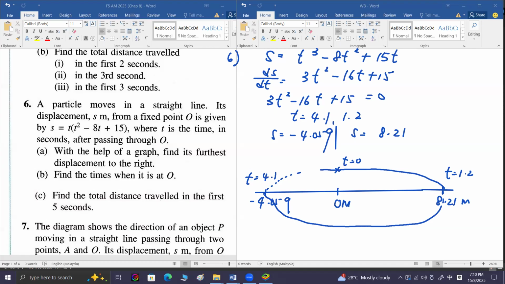Okay, class. With the help of the graph, you are asked to find its furthest displacement. I didn't draw the graph, later you can draw it yourself. I used this number line to show you. You know how to convert to the graph in that class? Just with the help of the graph, but the question didn't say that you must draw the graph. You know how to get it from the graph there?